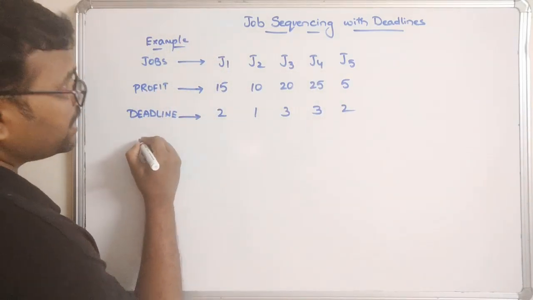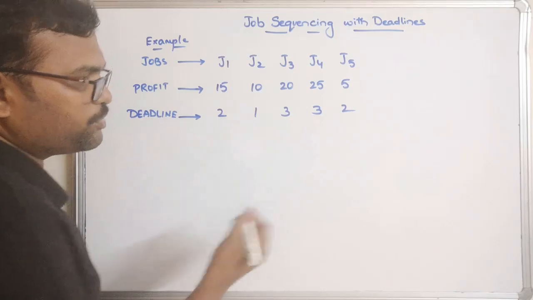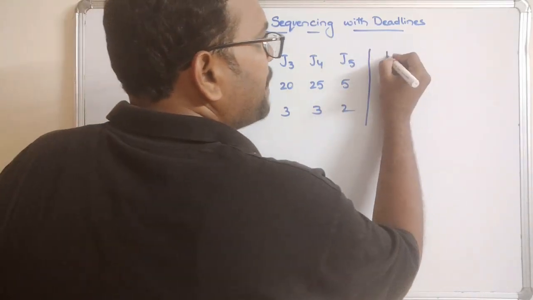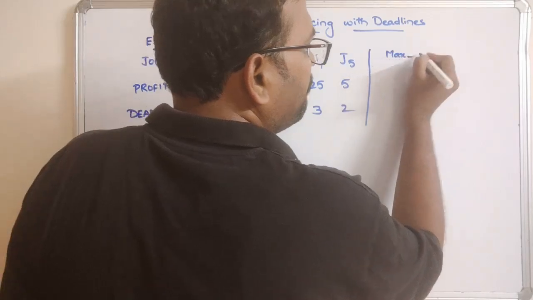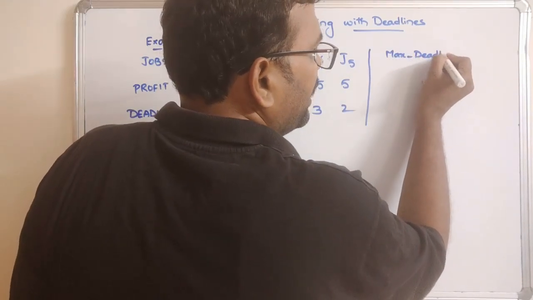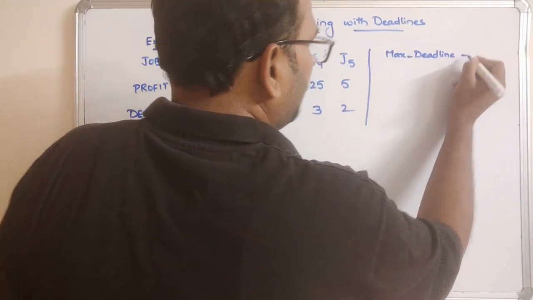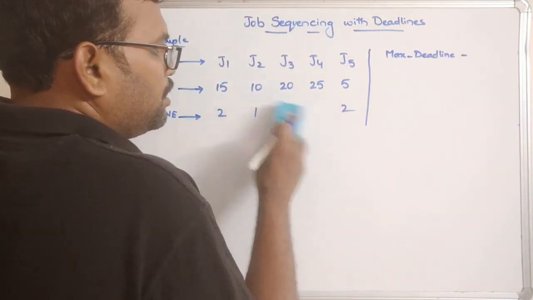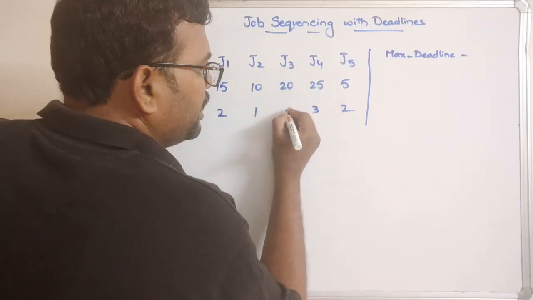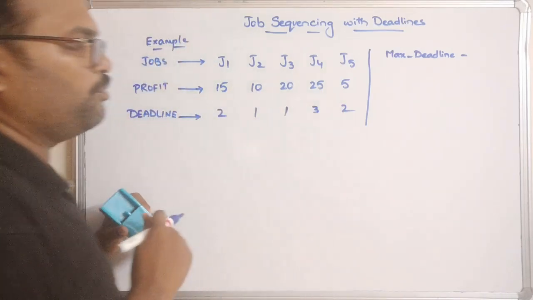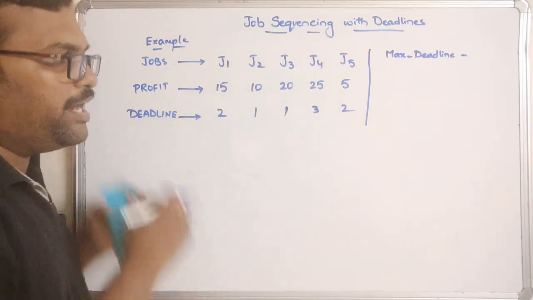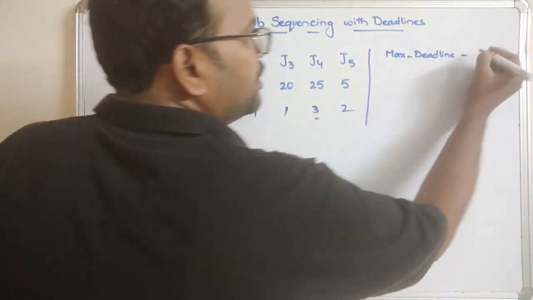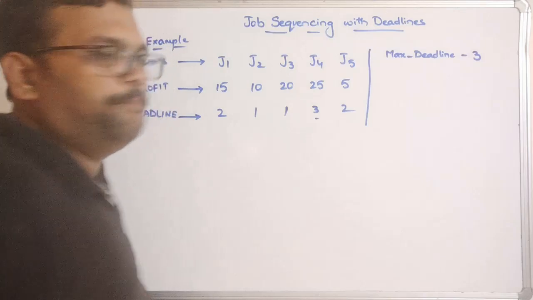Now what is the algorithm? What is the process we have to do? First we have to find out the maximum deadline. What is the maximum deadline here? In order to avoid confusion, let us take it as 3 and 1. The maximum deadline among all the deadlines is 3.